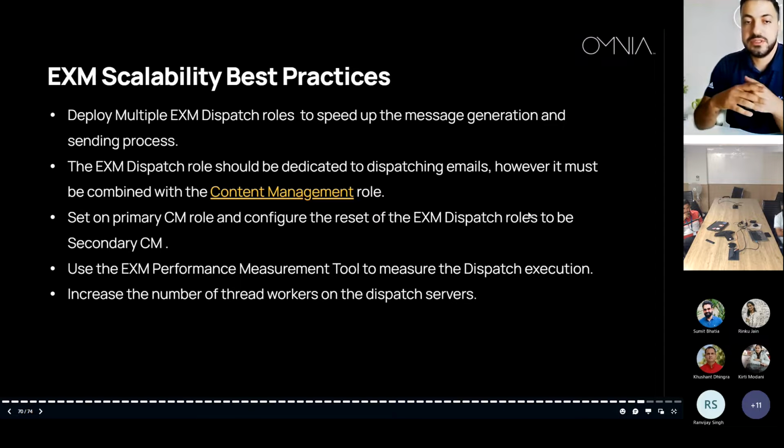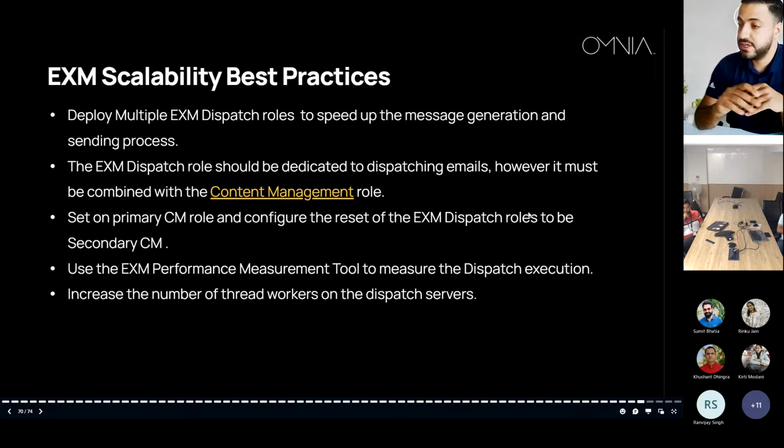However, it must be combined with the content management role. So what you do is you install the content management role, you install EXM on it, and there is a configuration where you can tell EXM, this is only for dispatching. We do not expose it as a content management role, right? So the focus for this role is just sending emails. And then since we're going to have multiple dispatch roles and we also have the CM enabled, we need to set one primary CM role and configure the rest as dispatch.